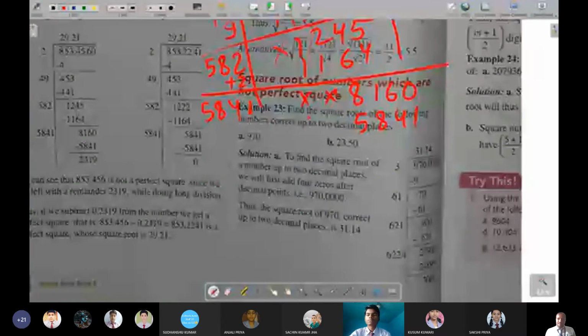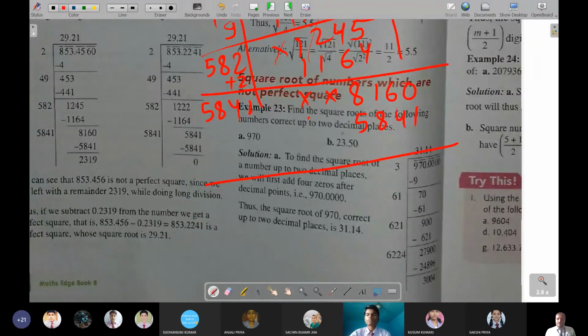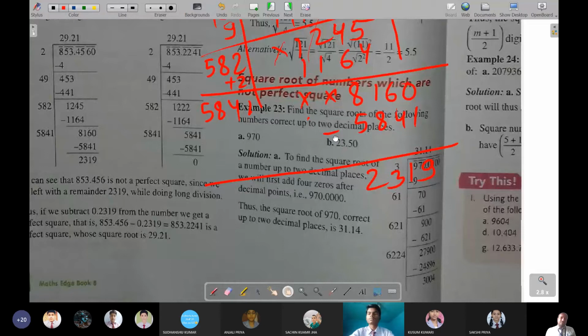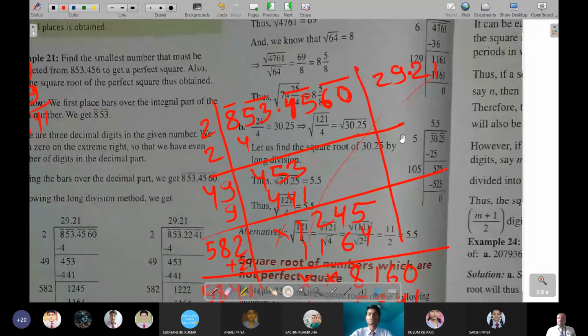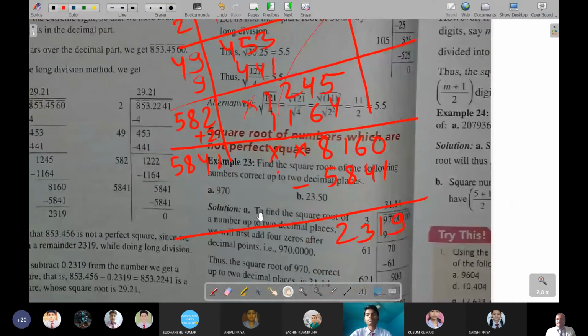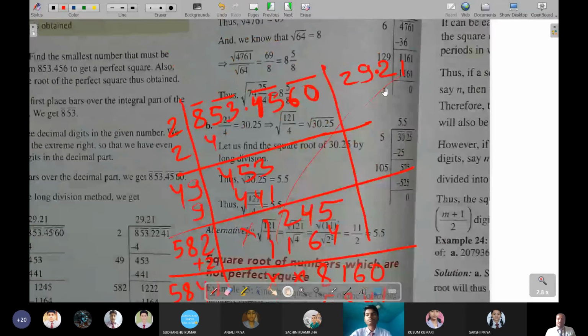So while subtracting, how much will it become? 9. Here it will become 51, and here it is 11. 11 minus 8, it is 3. 7 minus 5, it is 2. So if it is said only to find a square root, then you will find up to 2 decimal places, that is 29.21. If it is said to find the square root up to 3 decimal digits, then again you will divide to get the third number after the decimal place.